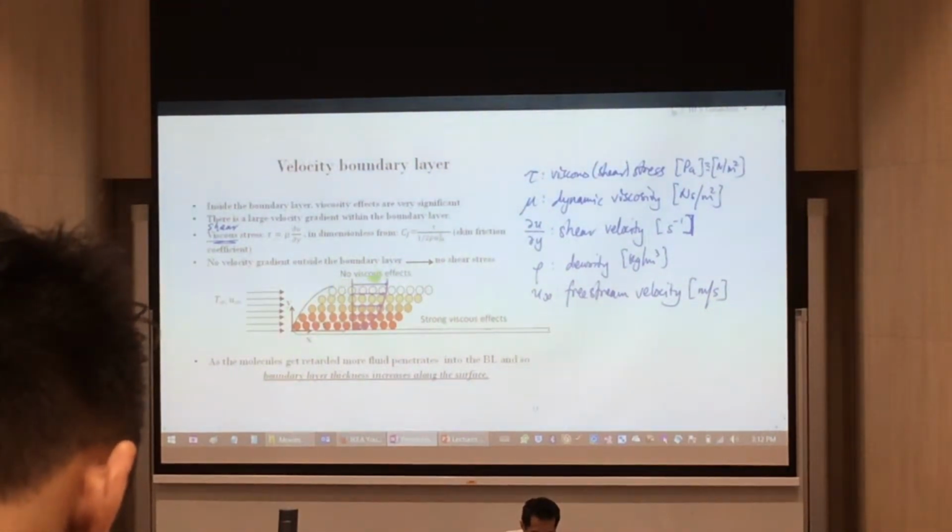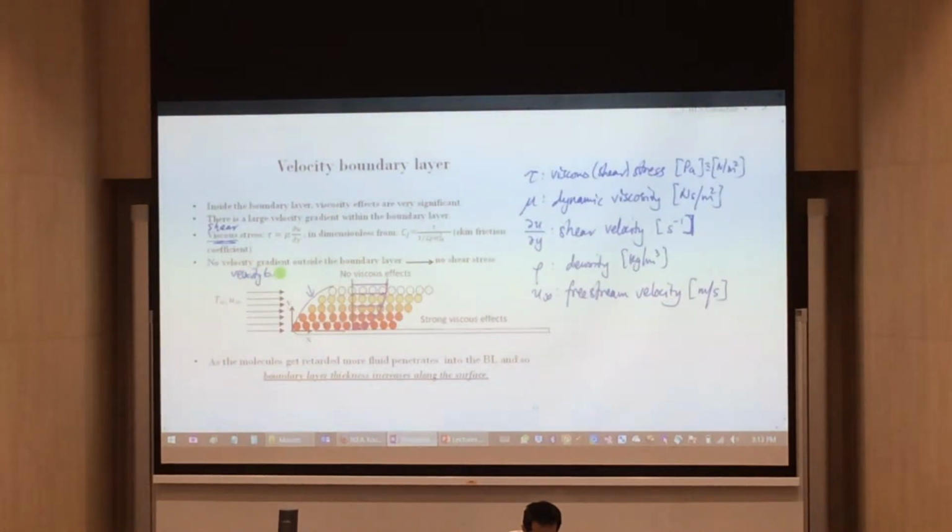So anything that's outside your velocity boundary layer, or just BL, this word BL stands for your boundary layer. Anything that's outside your boundary layer, there's no viscous effect. Anything that's within this boundary layer, there is strong viscous effect, and this viscous effect means that there's shearing going on. You can see that this shearing arrow over here is resisting against that flow, and that amount of shear stress or viscous stress is given by this equation.